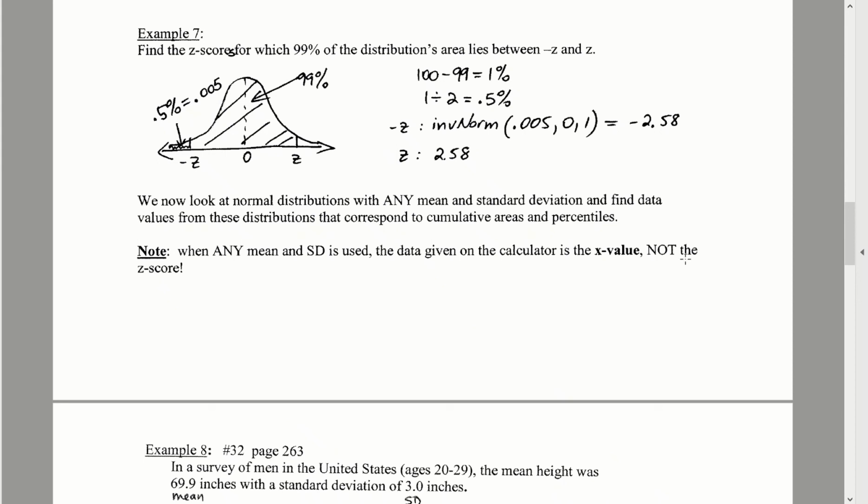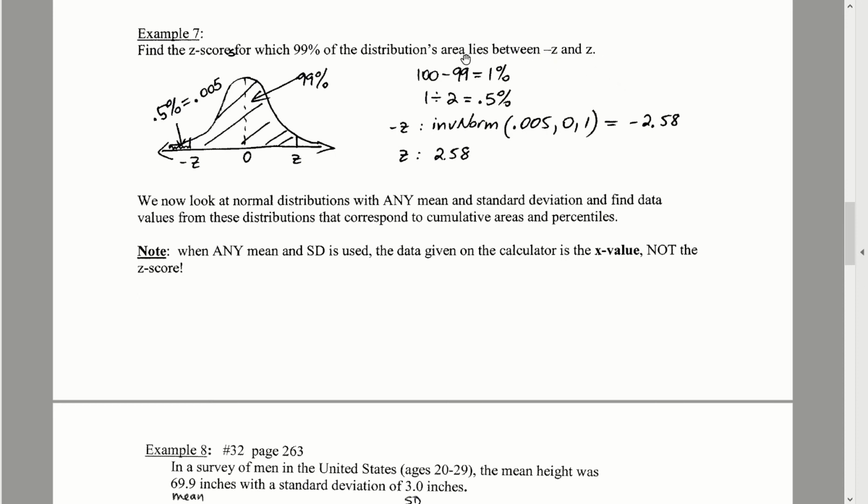Still working in section 5.3, let's look at example 7. This is kind of one of these leading questions, and this kind of process will come in much later on in the class. What we want to do in example 7 is find the z-scores for which 99% of the distribution's area would lie between the negative of that z and the positive of that z.